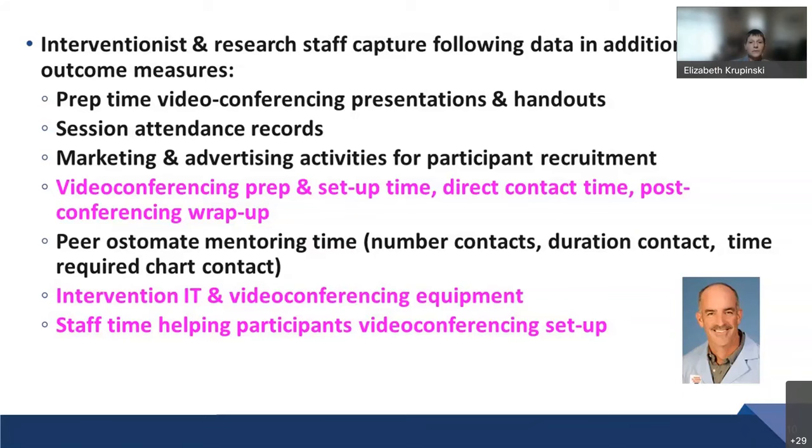But again, how many times was there an intervention with the IT to fix the video conferencing equipment and so on? And what was the staff time involved to help the participants with the video conferencing setup? These are outcomes and very useful information from an implementation sciences point of view that people really don't think about when they're carrying out trials.